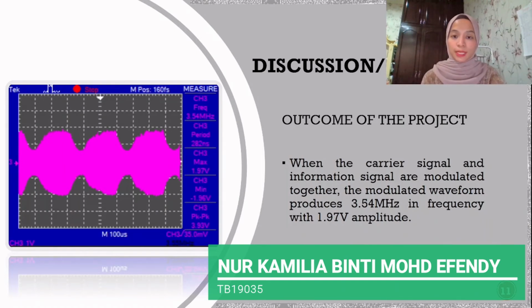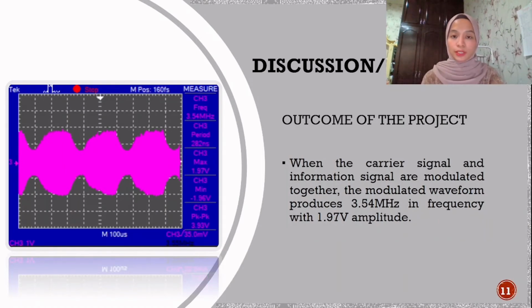Now I will explain the discussion and conclusion for this project. In this project, using Multisim software, we observed from the Tektronix oscilloscope that when the carrier signal and information signal are modulated together, the modulated waveform produces 3.54 MHz in frequency with 1.97 volt amplitude. We can see the envelope shape.